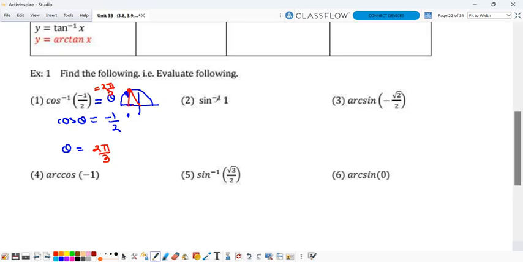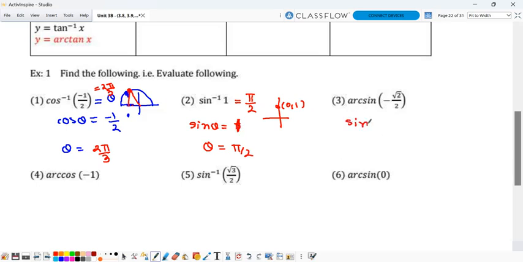Okay, so let's take a look at another one. Sine inverse of 1. So what's the angle so that sine is 1? You can say it backward. What's the angle so that sine is 1? Sine is 1 up here, north. What that means is this angle is pi over 2. Alternate approach, you can say sine theta is 1. So what's the angle? Pi over 2, which is the same.